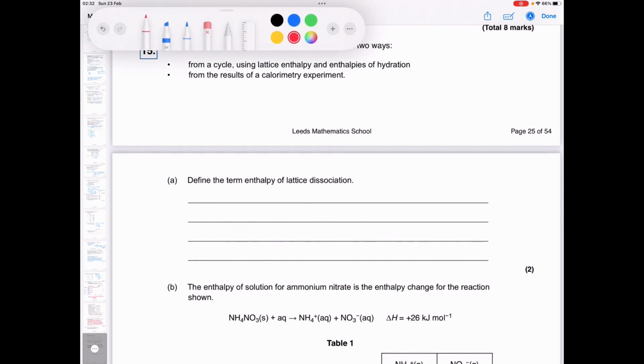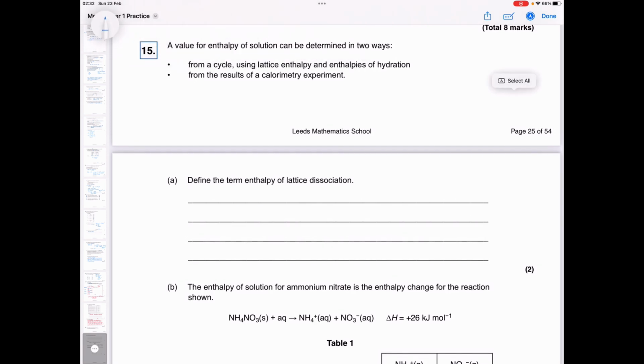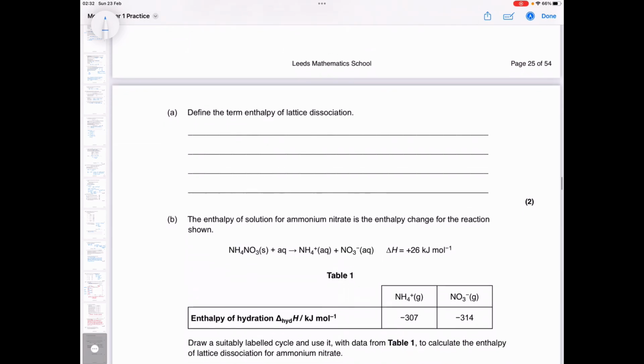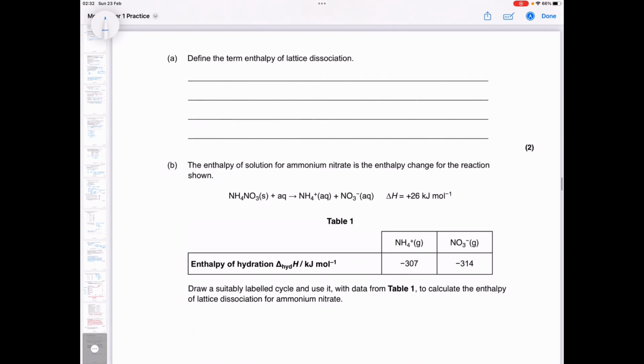So let's take a look at question 15. The value for enthalpy of solution can be determined in two ways: from a cycle using lattice enthalpy and enthalpies of hydration, and from the results of a calorimetry experiment. So I'm going to start by defining the term enthalpy of lattice dissociation.